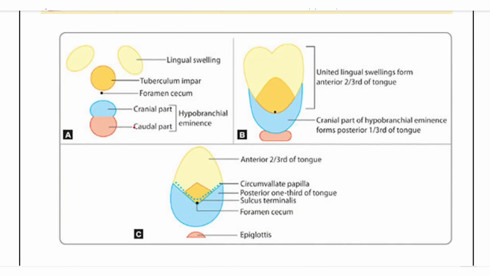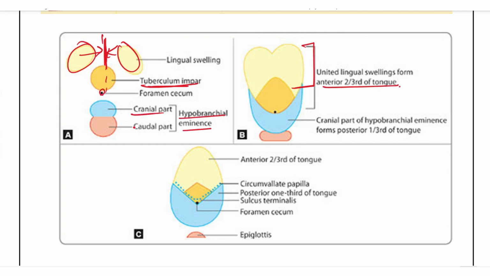Now, dekho, we have the 2 lingual swellings on either side. They will move towards each other in the midline. They will overgrow this tuberculum impar and fuse. Okay, they will form the anterior 2/3 of the tongue. We have the foramen cecum. Now in this diagram, we can also see the hypobranchial eminence. It has 2 parts, the cranial and the caudal part. The cranial part here will grow and form the posterior 1/3 of the tongue, whereas the caudal part will grow and form the epiglottis region.